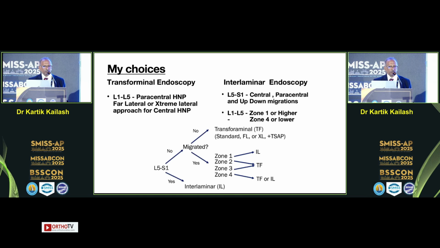Pulmonary reserves, again, do a local and transforaminal. So my choices would be, if I'm doing a transforaminal endoscopy, I'll do it from L1 to L5, paracentral nuclear disc, far lateral or extreme lateral approach for this. Interlaminar, I'll do it as central, paracentral, up-down migrations, and L1, L5, zone 1 higher.